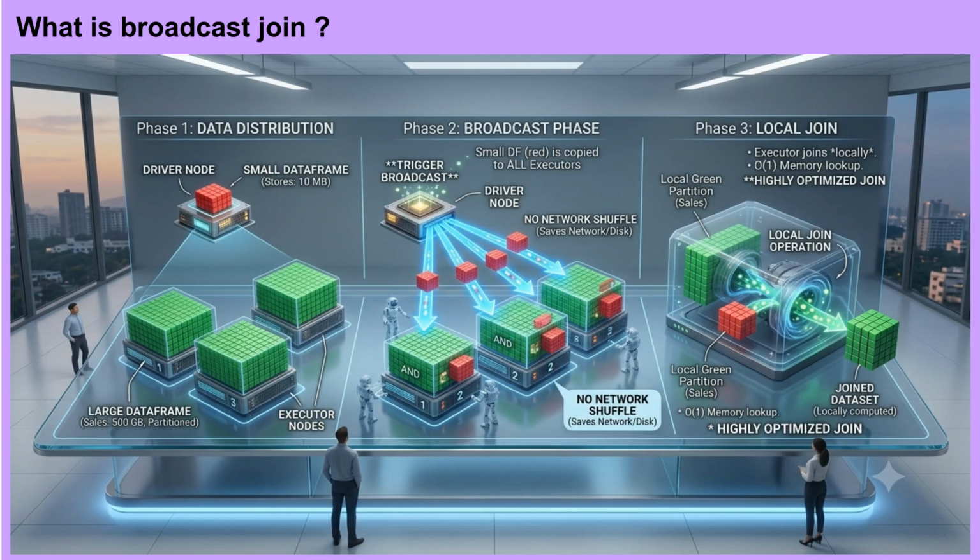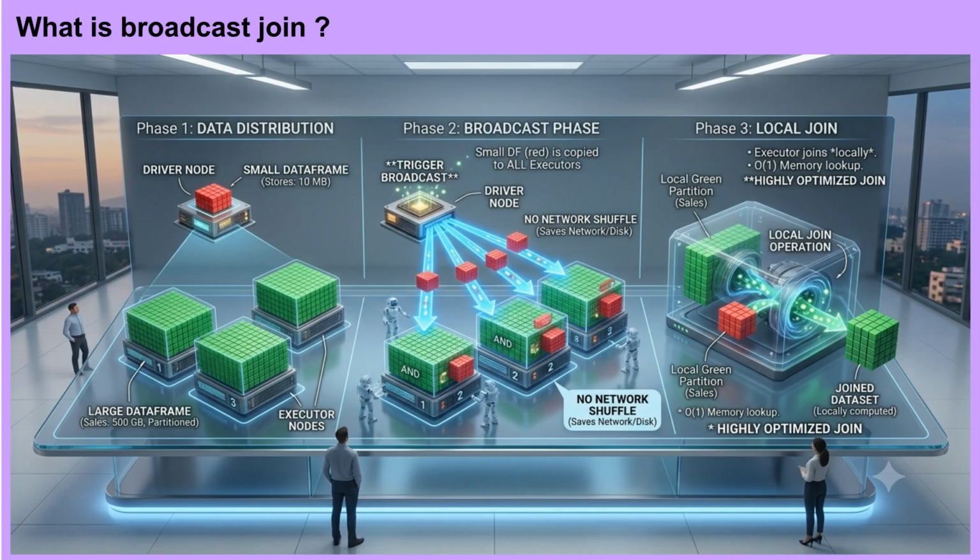How a broadcast join works instead. If one data frame is small enough to fit comfortably in memory, Spark broadcasts a full copy of it to every executor. Then each executor can join its local partition of the large data frame against the small one entirely in memory. No shuffle of the large dataset needed at all.